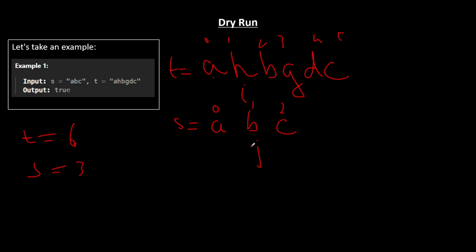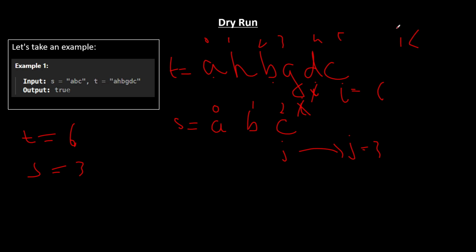Now we can say H and B are not equal, so move i again. Now i is at the second index, B, and T of i matches with S of j, B, right? So we will increment both i and j together. Now j is at C, the last index of the subsequence, and i is here at G. They are not equal, so we will increment i again to D. They are not equal, so we increment i to C. Now look, both are equal, right? Yes. So we increment both. So j becomes 3, i becomes 6.